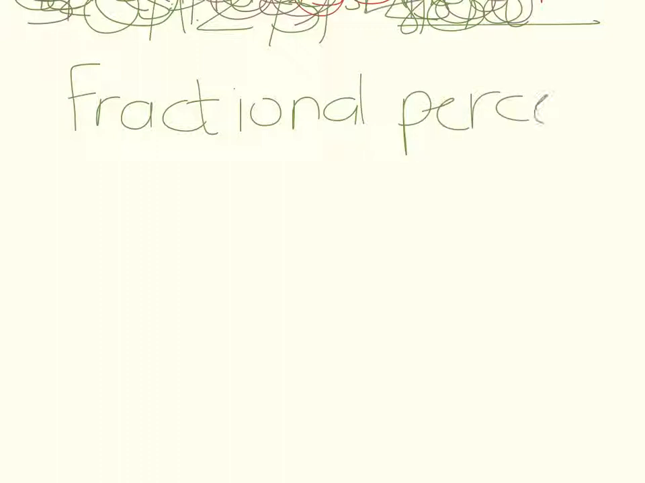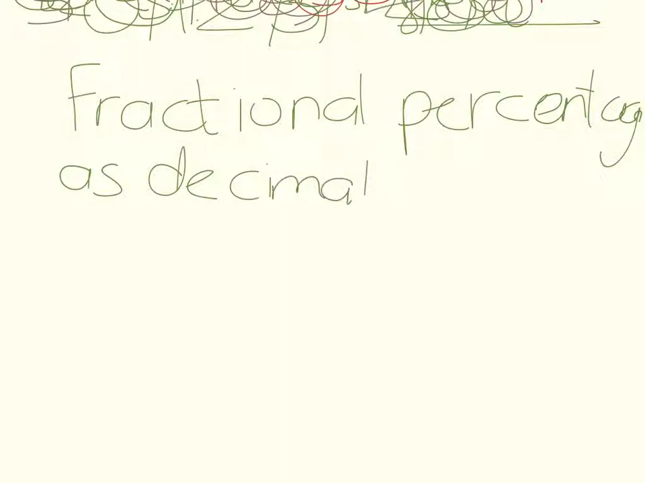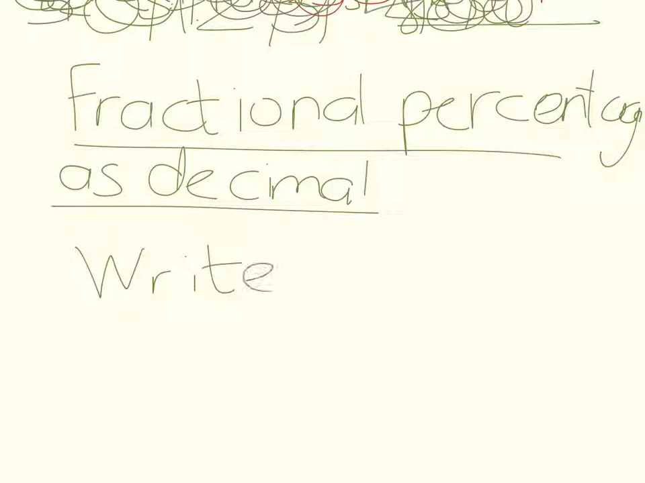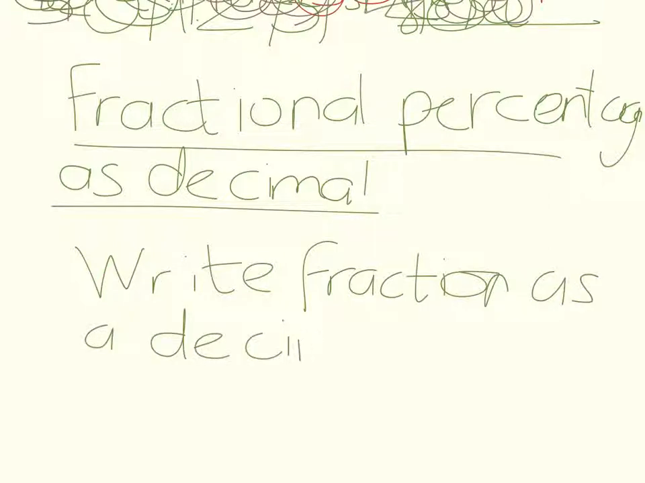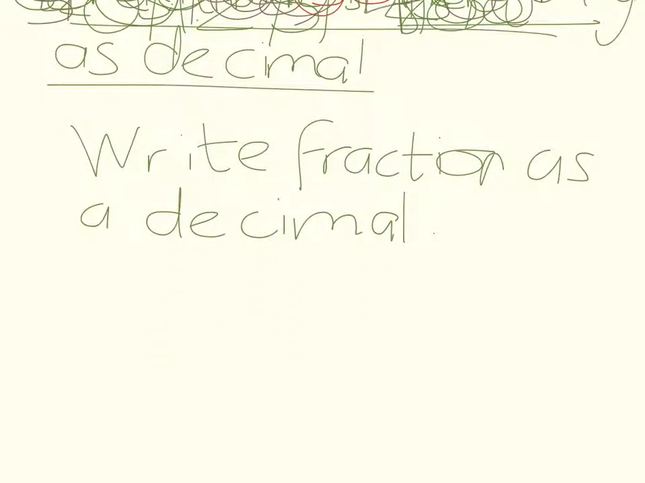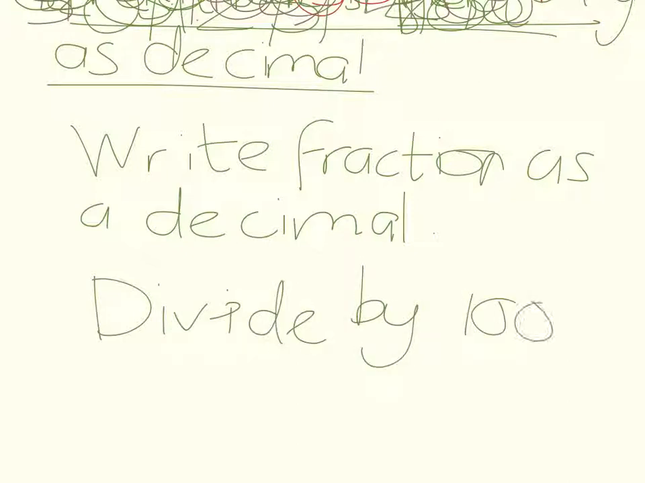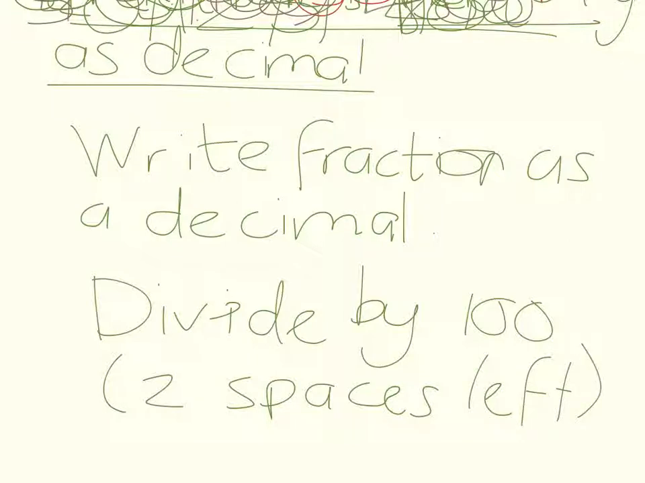Okay, and then the following fractional percentages as decimals. This is going to be our last one, so let's write that up. Fractional percentage as a decimal. So what we do, first of all, there's 2 steps. Make sure you underline, this must look pretty, hey? Write the fraction as a decimal. Now, they'll give you ones that you should know, okay? So the first thing is write the fraction as a decimal. The next is divide by 100, which means 2 spaces left. Very similar to the last one. Okay, write that down and we'll do an example now.